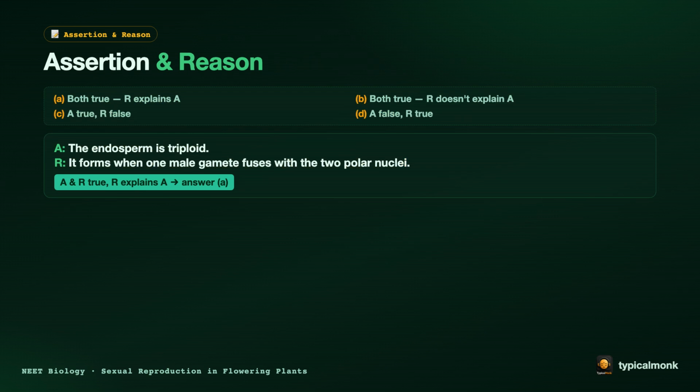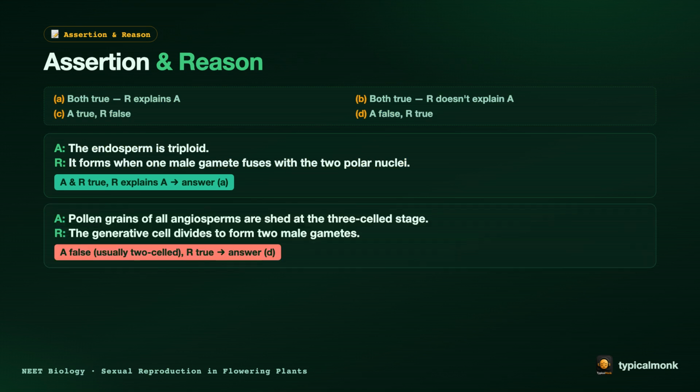Now the first drill, assertion and reason. Each time, ask, is A true? Is R true? And does R explain A? First, A: the endosperm is triploid. R: it forms when 1 male gamete fuses with the 2 polar nuclei. Both are true, and R correctly explains A, so the answer is A.